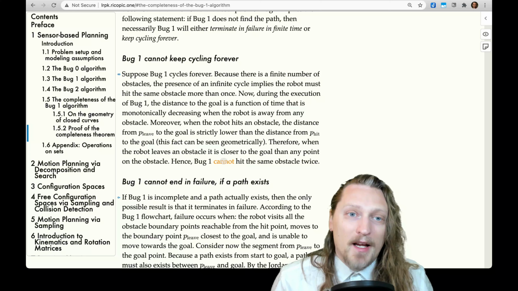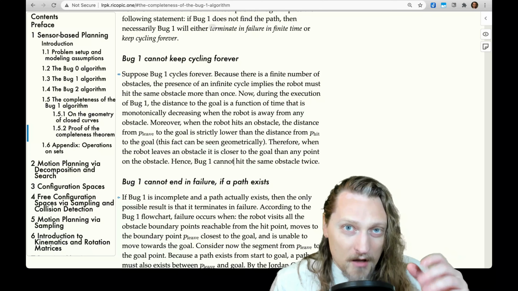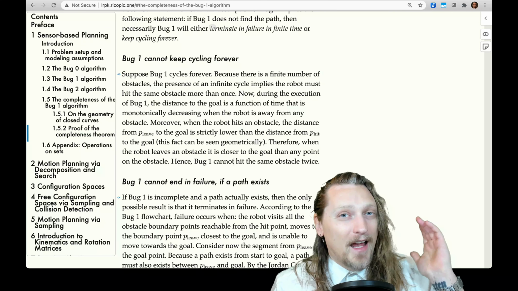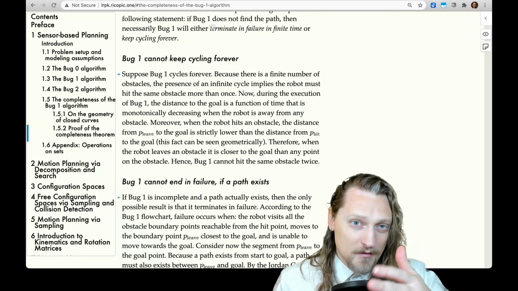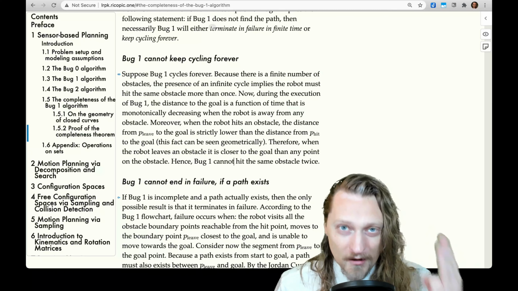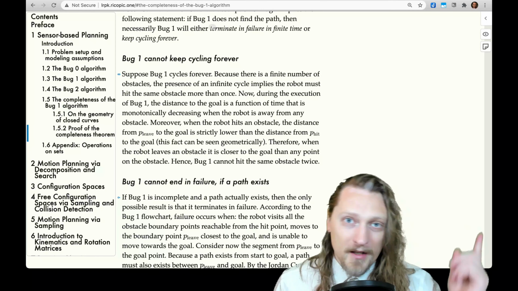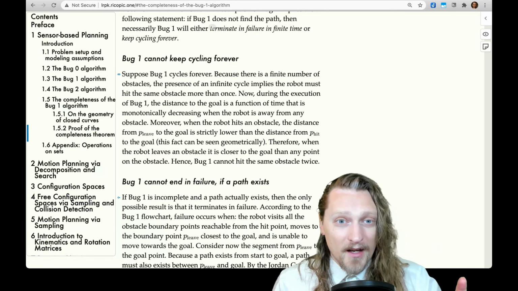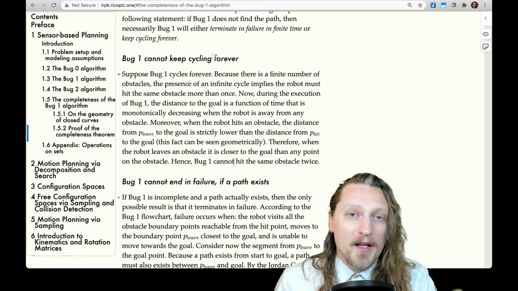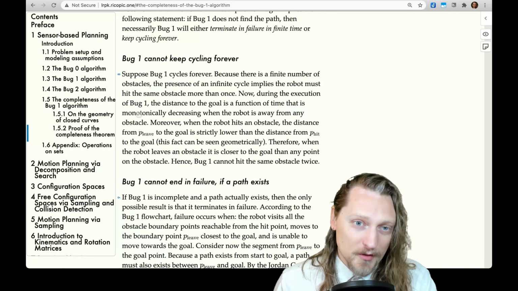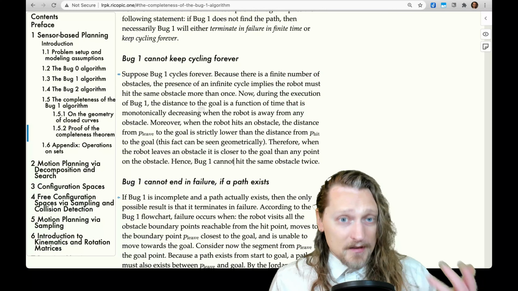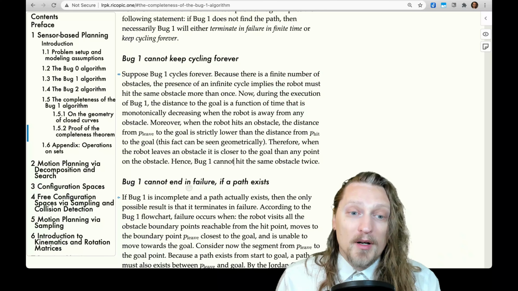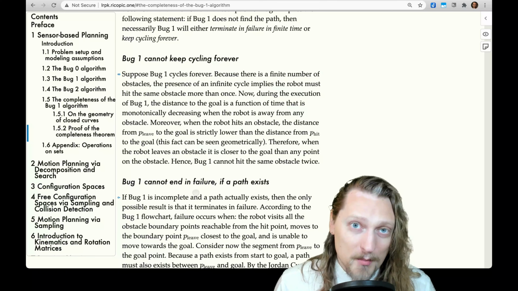Okay, so that was the cycling. We made the assumption that our theorem was incorrect, and then we said, okay, so that gets rid of the first of the three possibilities of the algorithm ending: we can't find the path. That was the first one that we eliminated. The second one was that we cannot keep cycling forever. That is impossible by this argument here. So we have one more possibility, which is that Bug 1 ends in failure, but we're going to show that that's not possible.